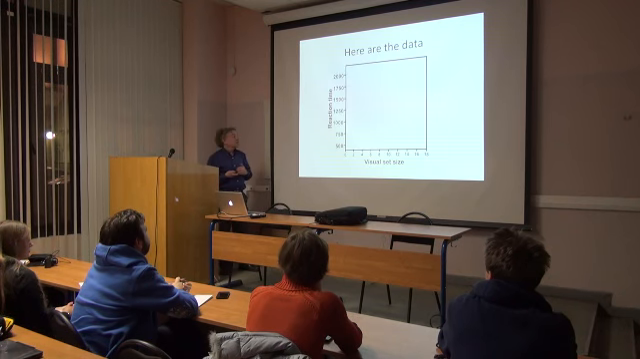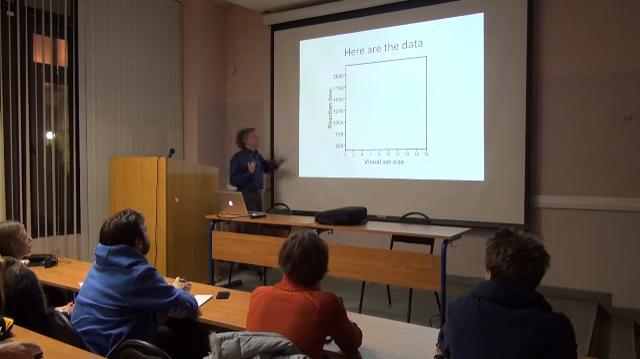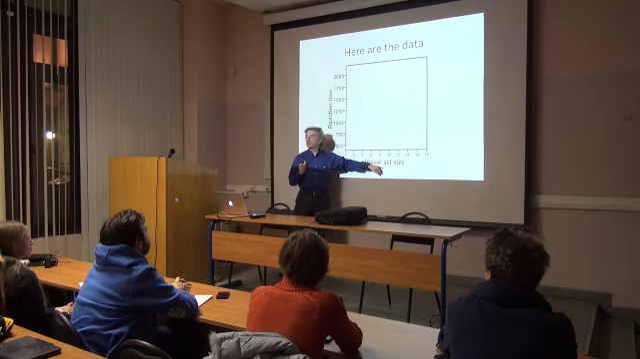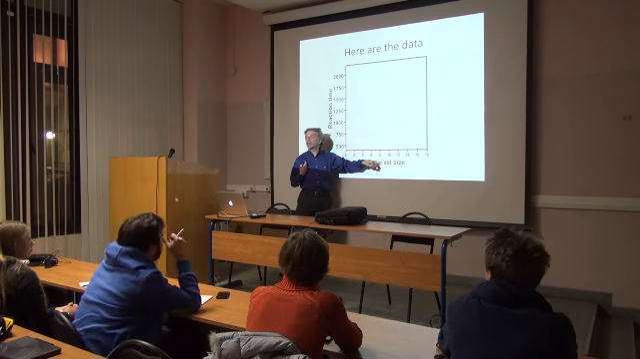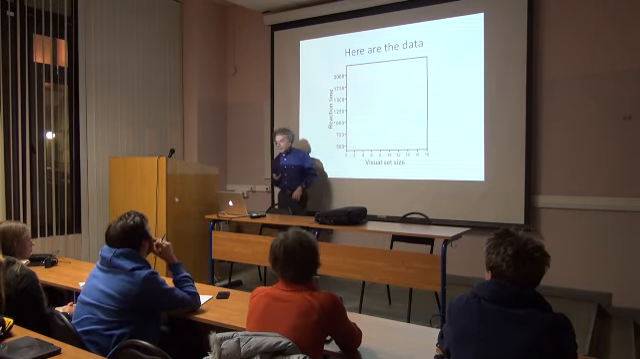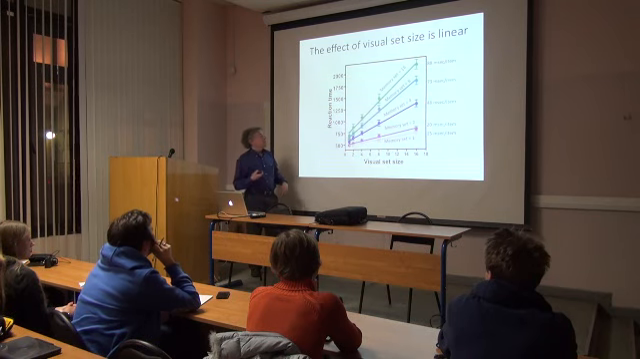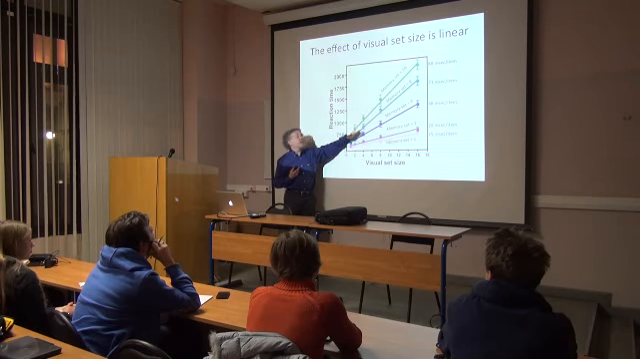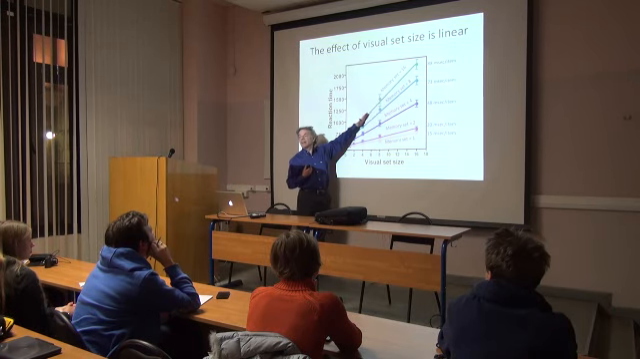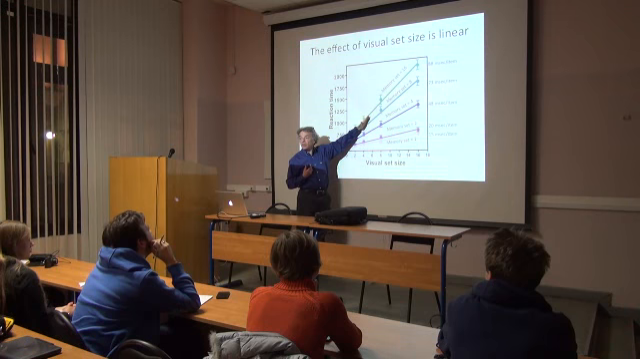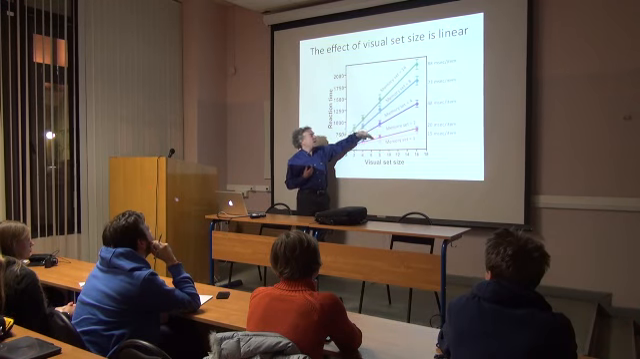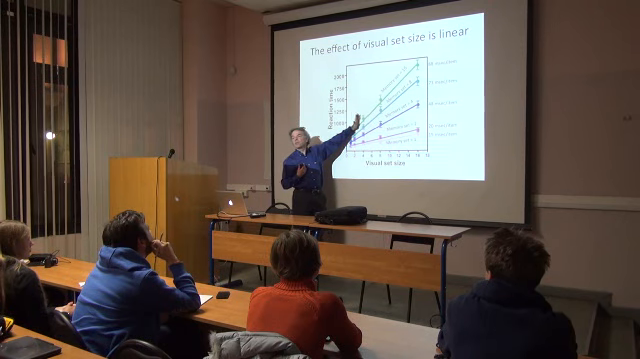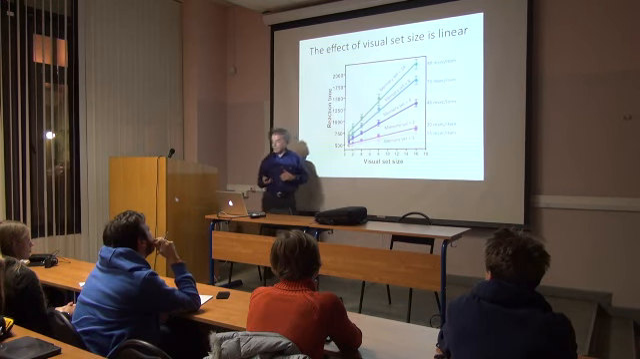Let's look at the data. We'll look at it two different ways. First, I'm going to plot reaction time in milliseconds as a function of the visual set size, the number of items on the screen. And it's going to look like this. Each of the different functions is for a different memory set size. As you go to bigger memory set sizes, it gets more difficult, it gets slower. That's not a big surprise. And the functions are very linear, just like the old data with letters and numbers.